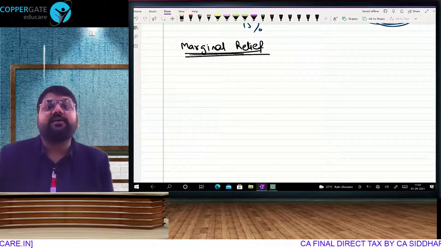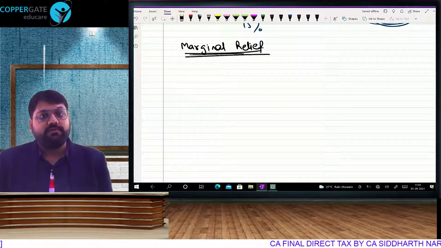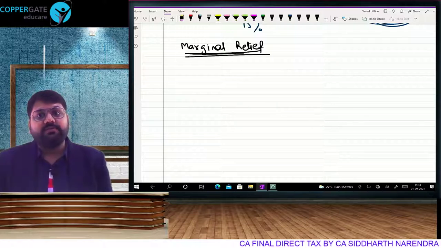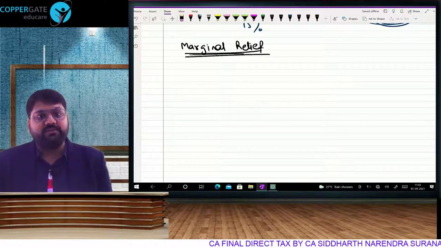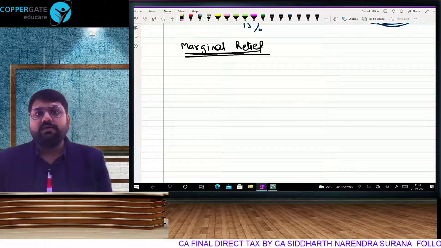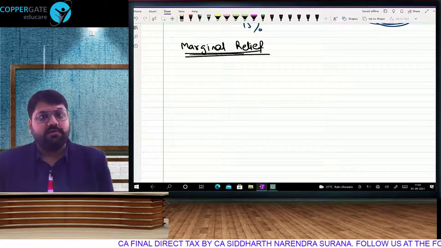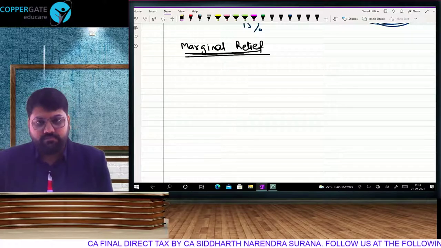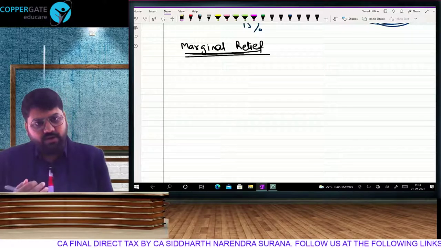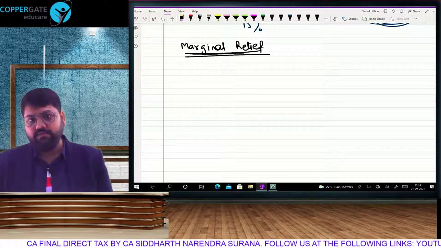Some practicing chartered accountants are not aware of this concept. Practicing CS, with rich experience of two or three decades, don't know this. Even if they know that there is a thing called marginal relief, they don't know the calculation. Most don't know the concept. You will today learn the concept, the calculation, the logic, everything.